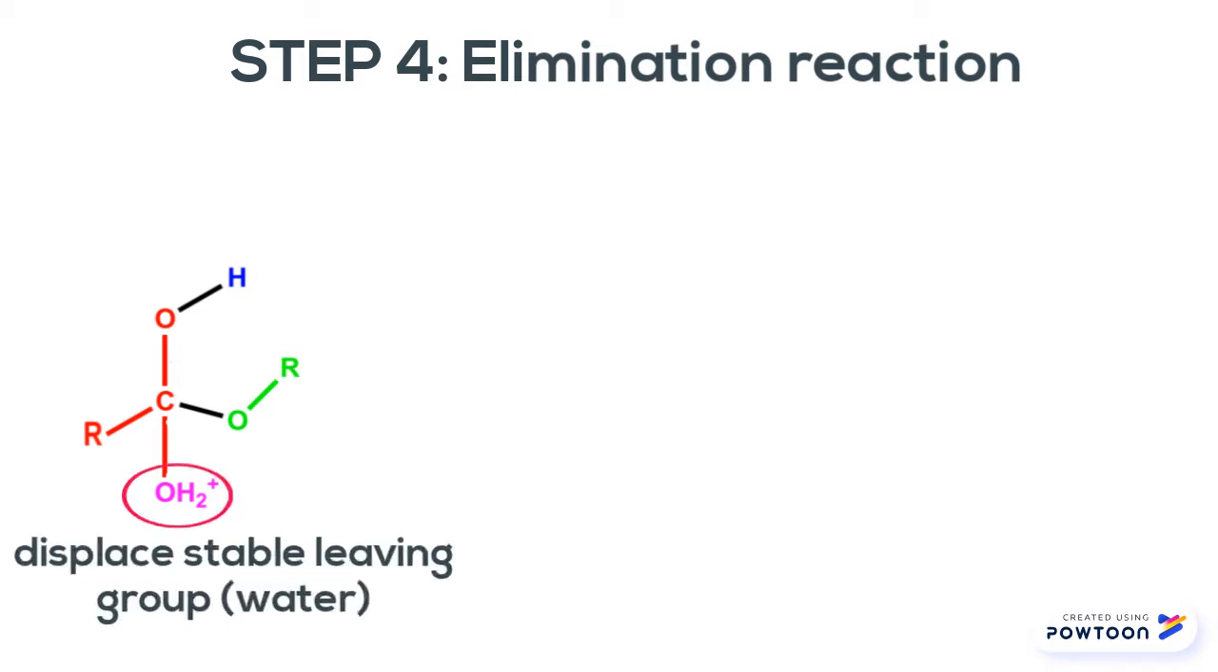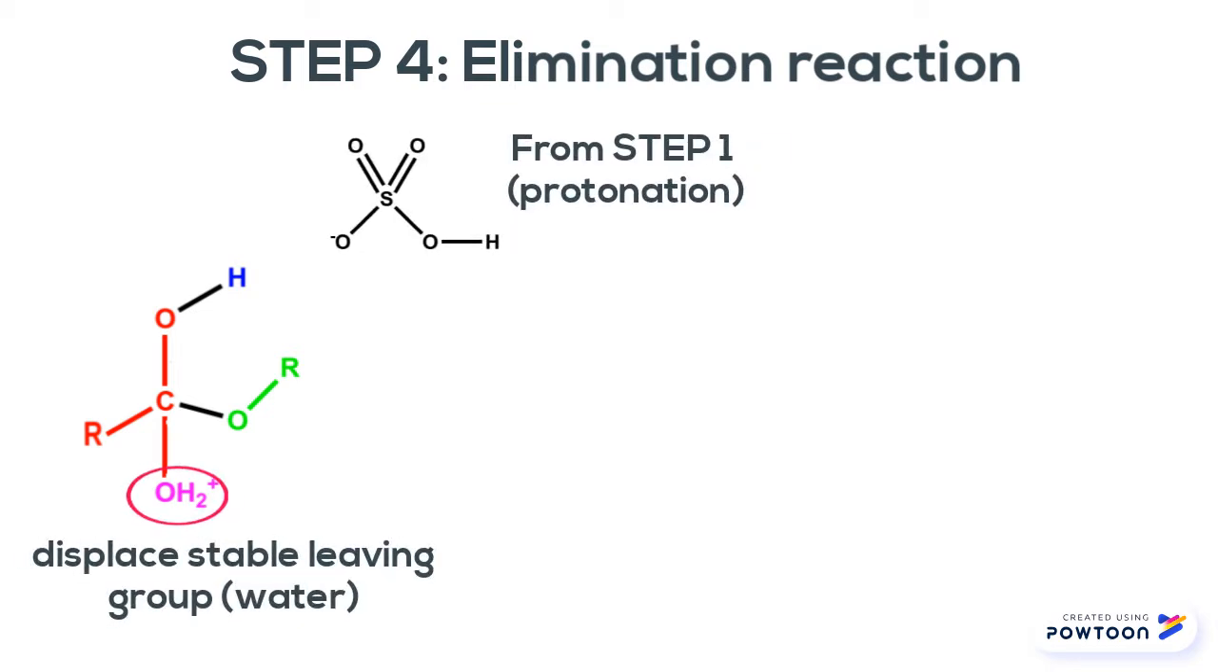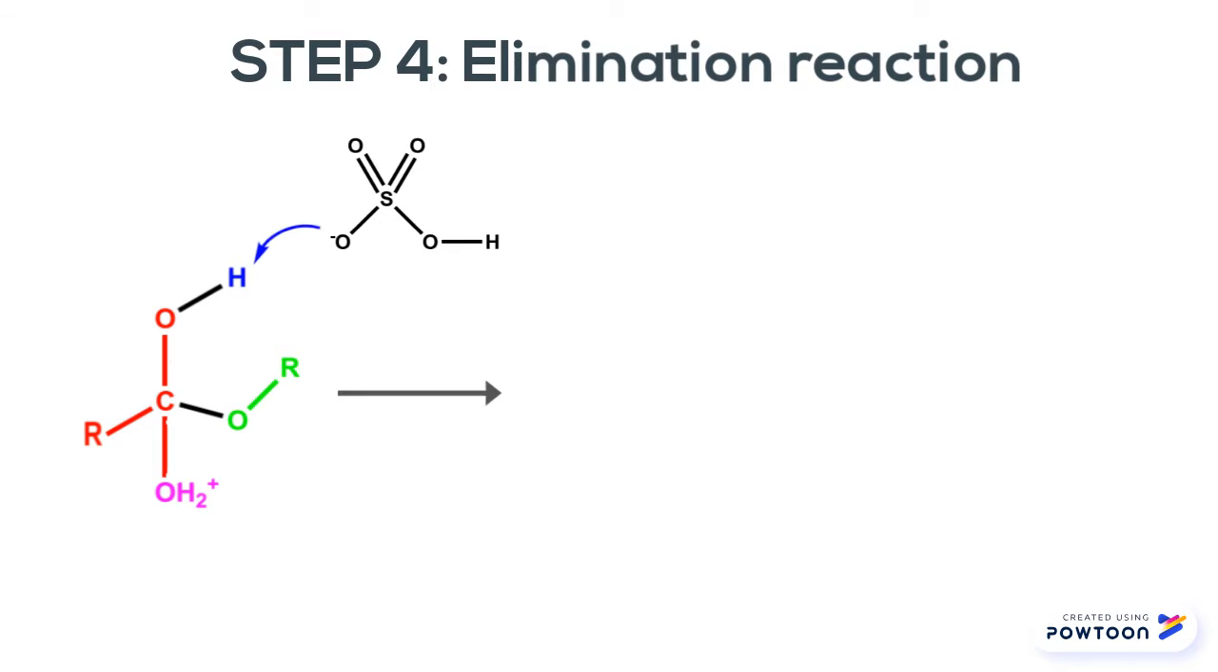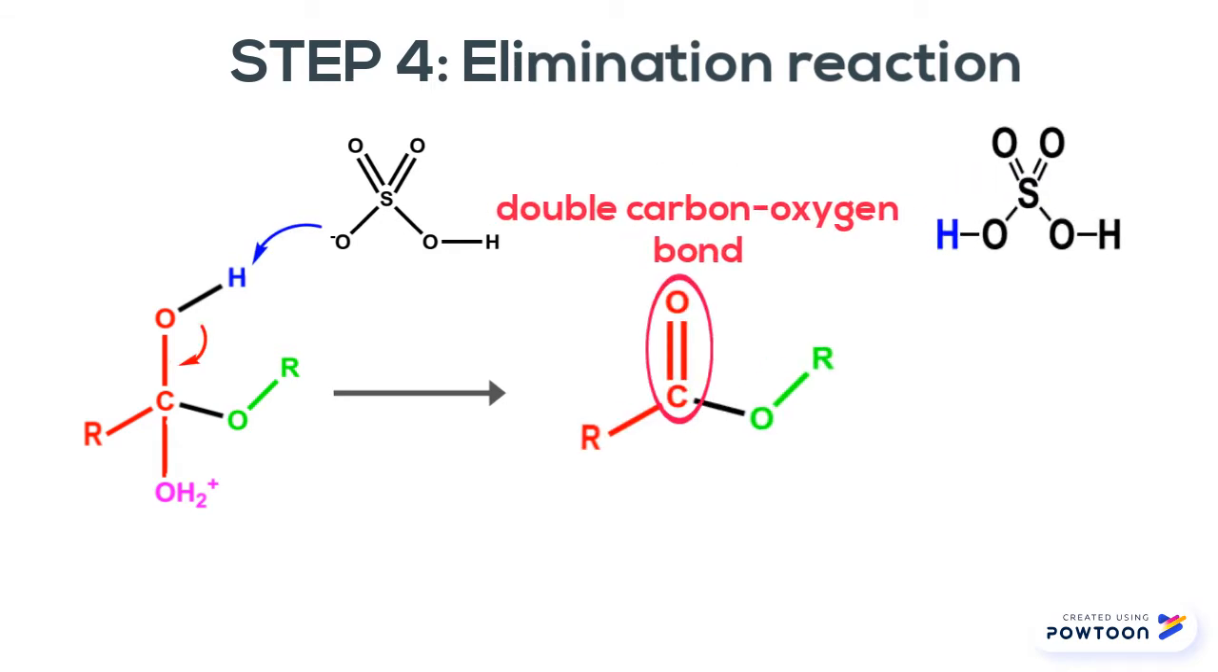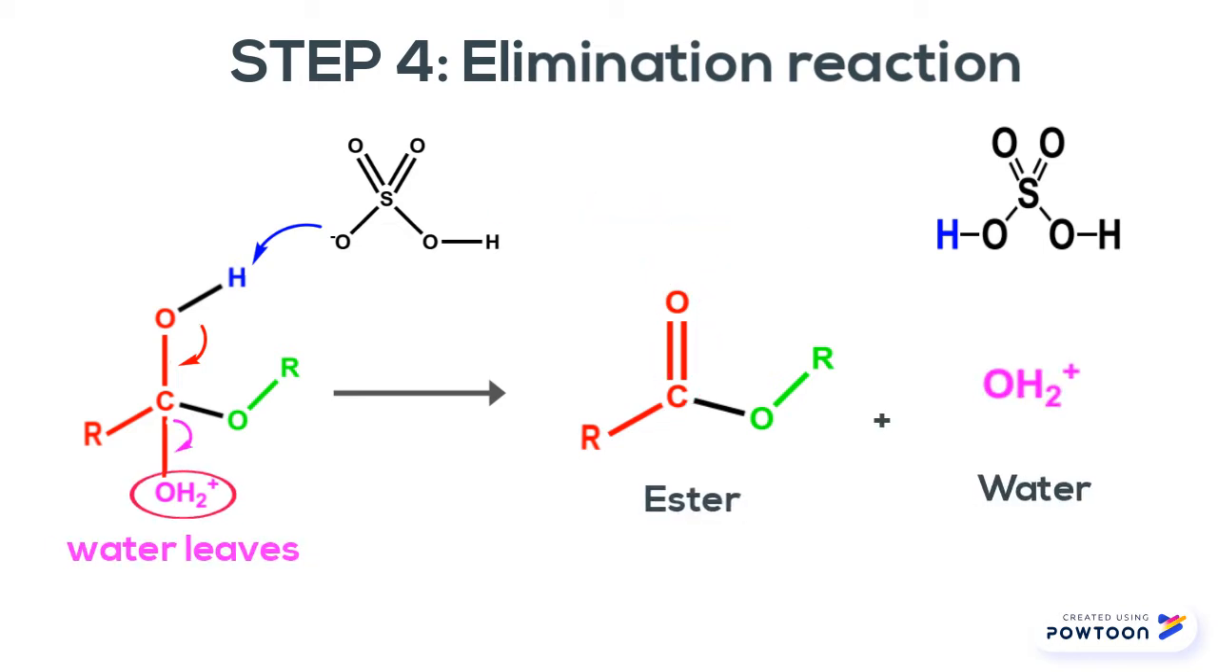In this step, the acid is reformed by displacing water. The sulfonate anion formed back in step 1 takes back its hydrogen to reform itself, and the electrons from the broken OH bond reform the double carbon-oxygen bond. Water then leaves, resulting in an ester and water.